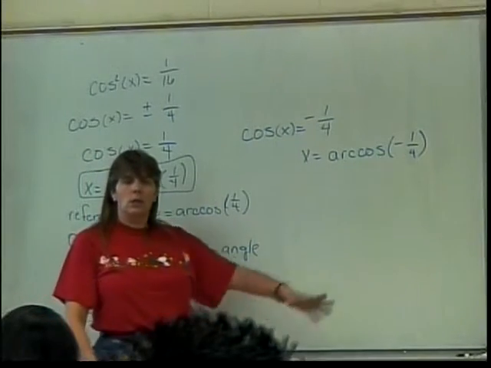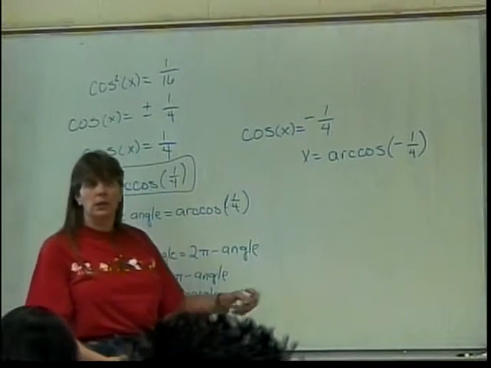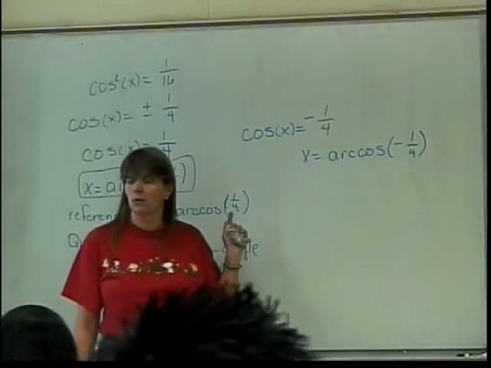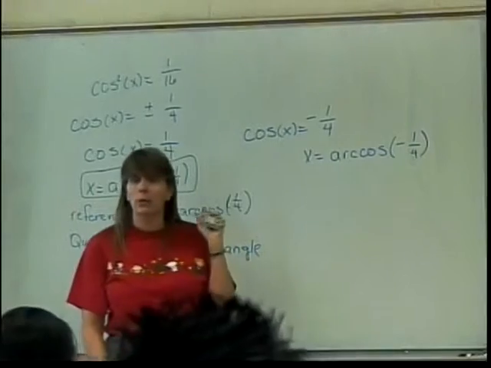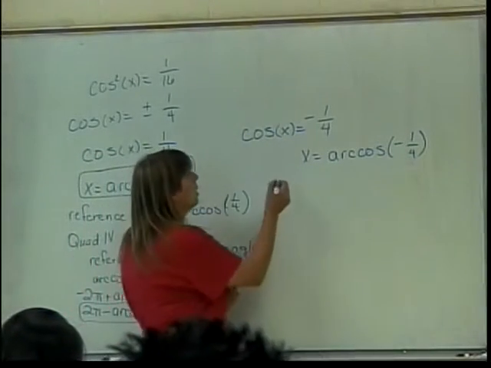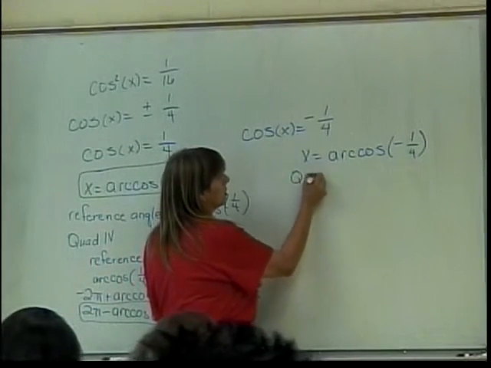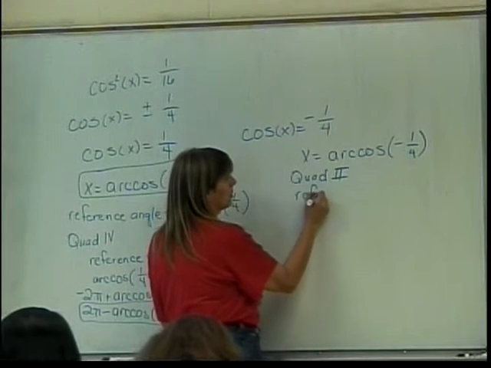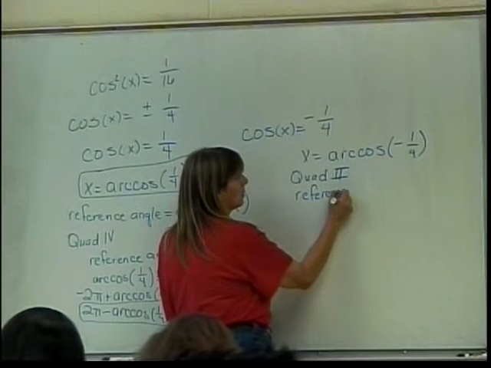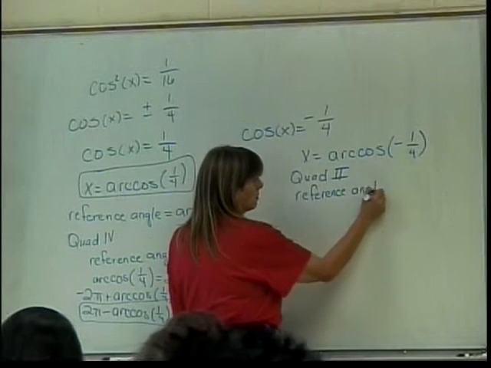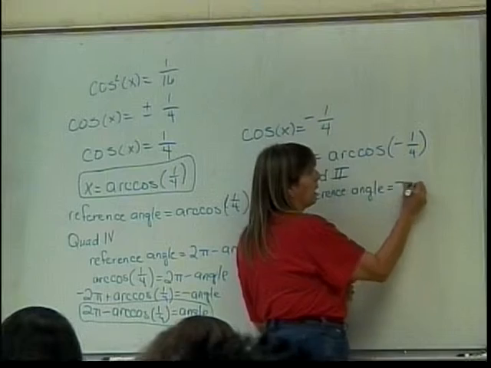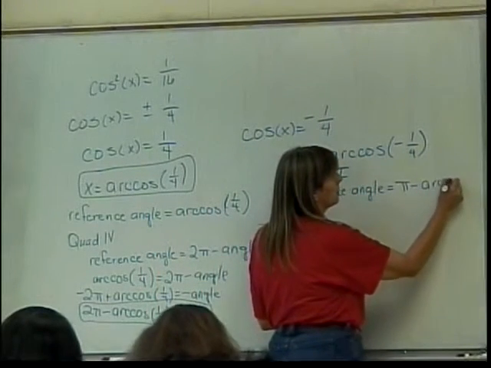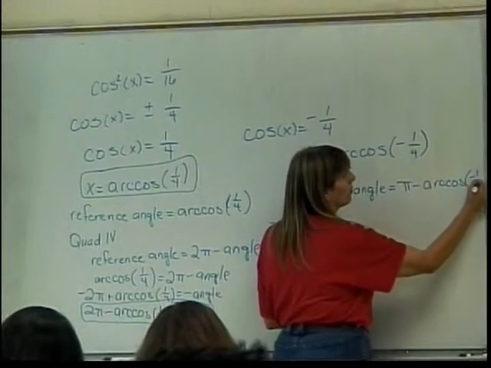All right, so we know we're in quadrant 2. We need a reference angle, because then we're going to take the reference angle and put it into another quadrant. What other quadrant is going to produce a negative cosine value? 3. So we'll take our reference angle and put it into quadrant 3. In quadrant 2, how do we find our reference angle? It's going to be pi minus the angle. Here's our angle: the arc cosine of negative 1/4.